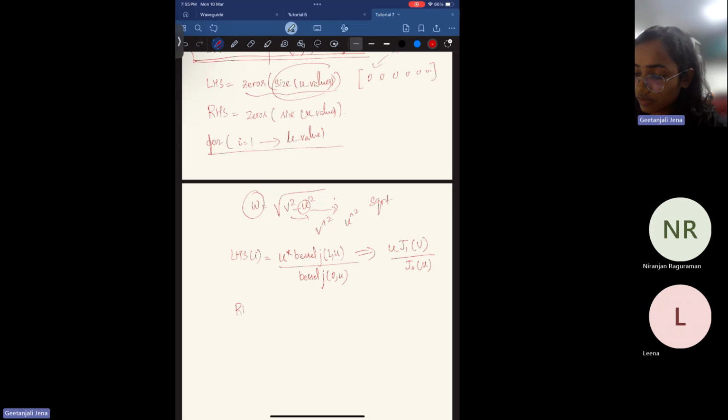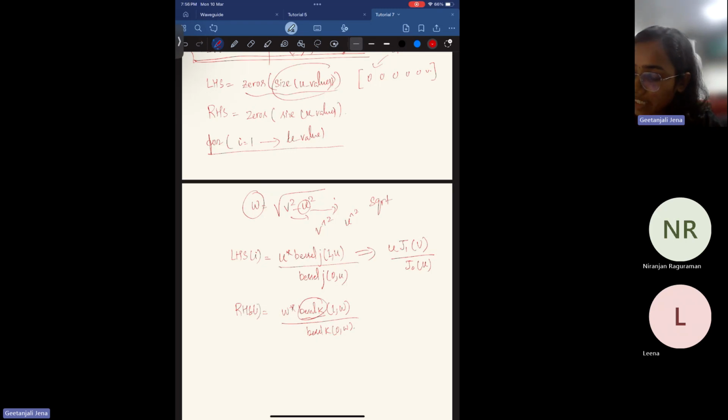Similarly for the RHS. Okay, so just use Bessel K. For that we have W multiplied by Bessel K1(W) and Bessel K0(W). Yes, it's an inbuilt function in MATLAB. You can just write the name, and you can easily find out what the LHS and RHS values are.